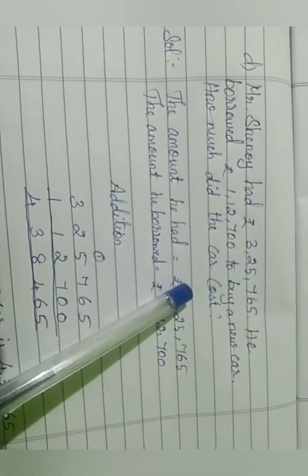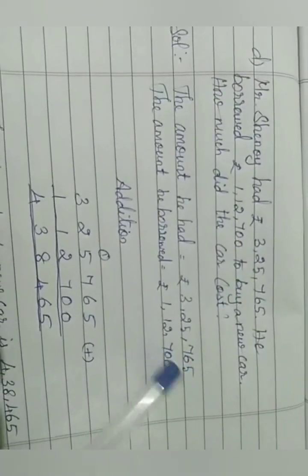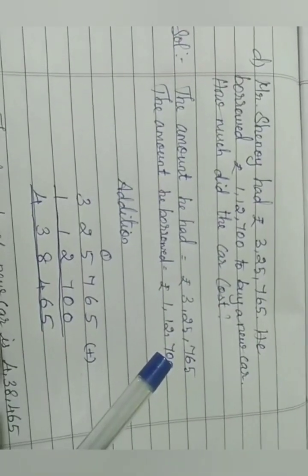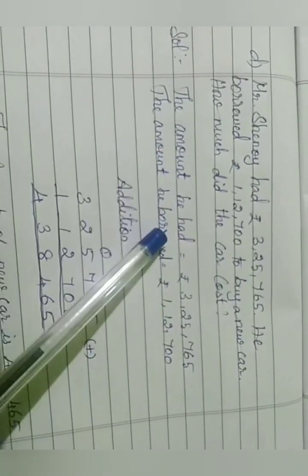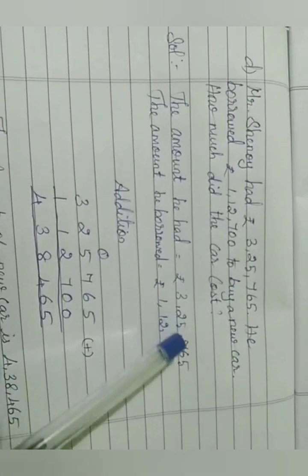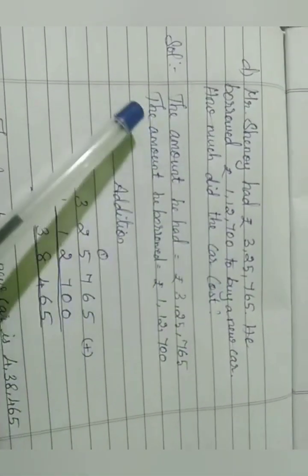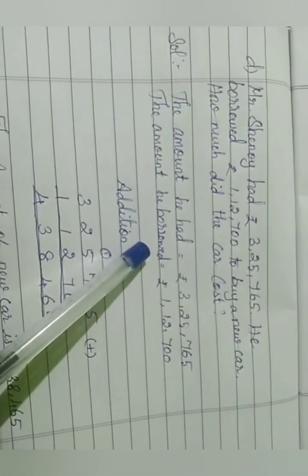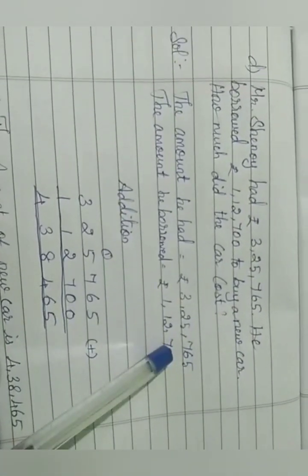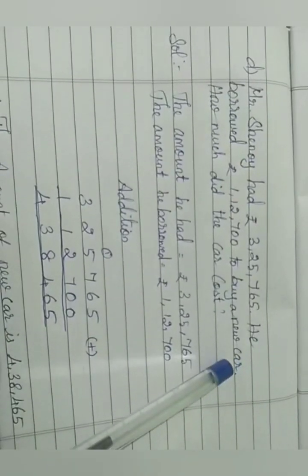How will you find? If you add the two amounts, you will get the amount of the new car, isn't it? See how to take and write the details from the question. The amount he had, that is rupees 3,25,765. Then the amount he borrowed, rupees 1,12,700. So if you add, you will get the amount of the new car. So that is an addition sum. So you can add.